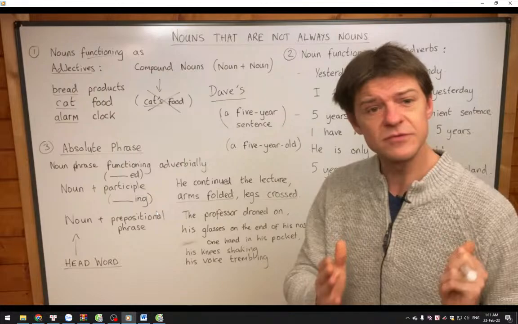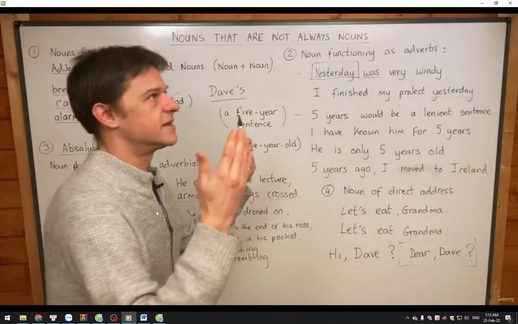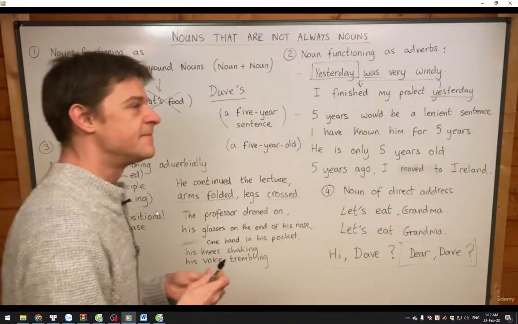It's functioning as a thing. And I'm sure you all agree that the day before today is a thing. It's a thing, isn't it, the day before today? But it also tells you when something happened. And so if we look at the second example, I finished my project yesterday. Here, yesterday is describing the verb finished. It's telling you when you finished the project. And anything telling you the when, where, the how, the why of the verb is an adverb. So here is functioning as an adverb, and here is functioning as a noun. And that's very, very common.